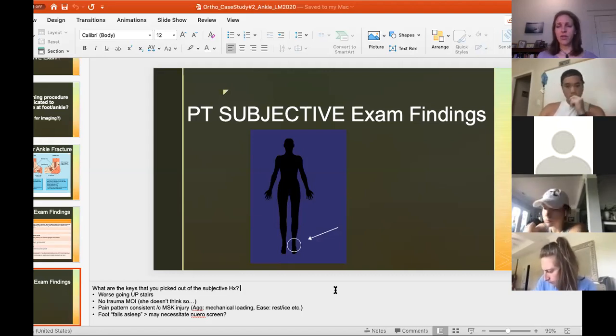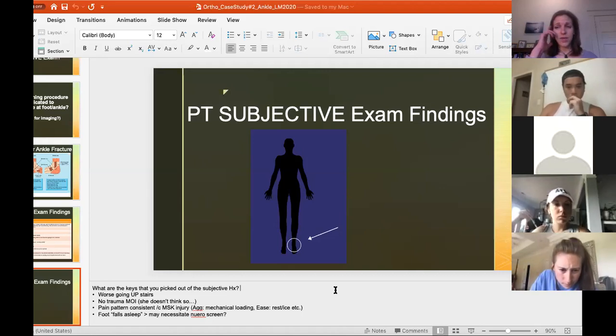Is it consistent with musculoskeletal, or are we thinking more of a sinister pathology that we need to screen for or rule out? Some things that I noted from her subjective history that kind of stuck out to me that I really wanted to keep in mind and that helped guide my objective exam were these. So worse going upstairs versus down. If you're thinking up versus down, clinically, going upstairs, to me, this is my decision making, is that's more of a muscle effort to go up the stair versus coming down the stair.